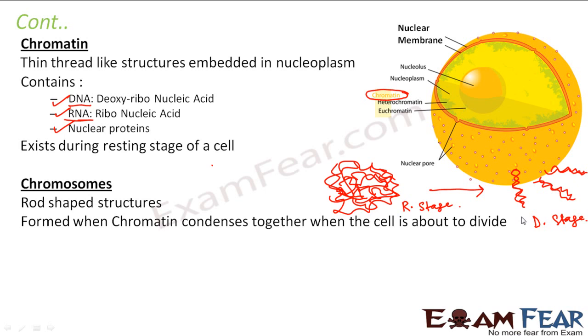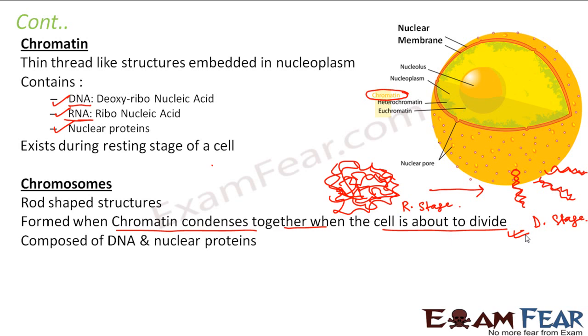Let us suppose you have thin threads, too many thin threads. When you join too many thin threads together, you get a relatively thicker structure which looks like a rod. So the same thing happens here. The thin chromatin join together to form a rod-shaped structure. So the chromosomes are formed when chromatin condenses together when the cell is about to divide. So chromosomes are formed in the dividing stage of a cell. It forms when the chromatin condenses together.